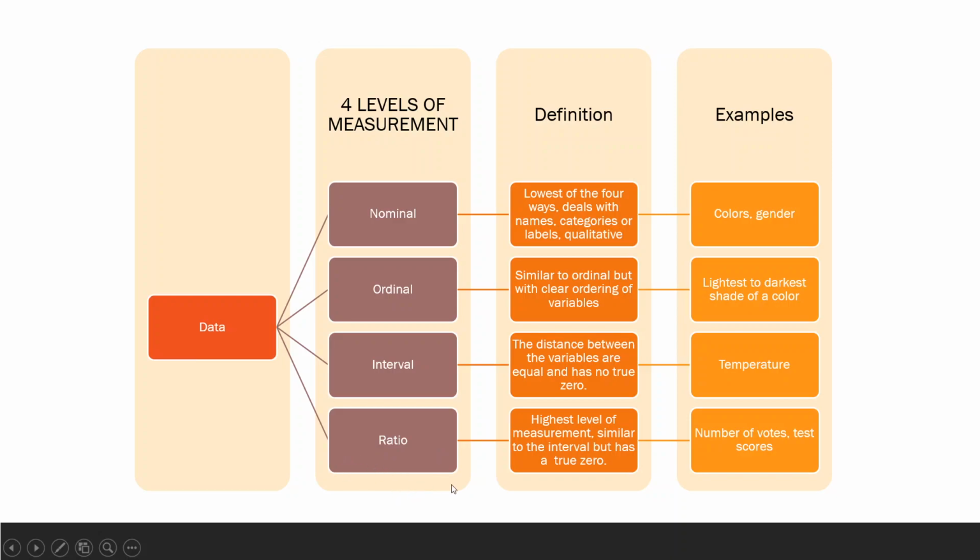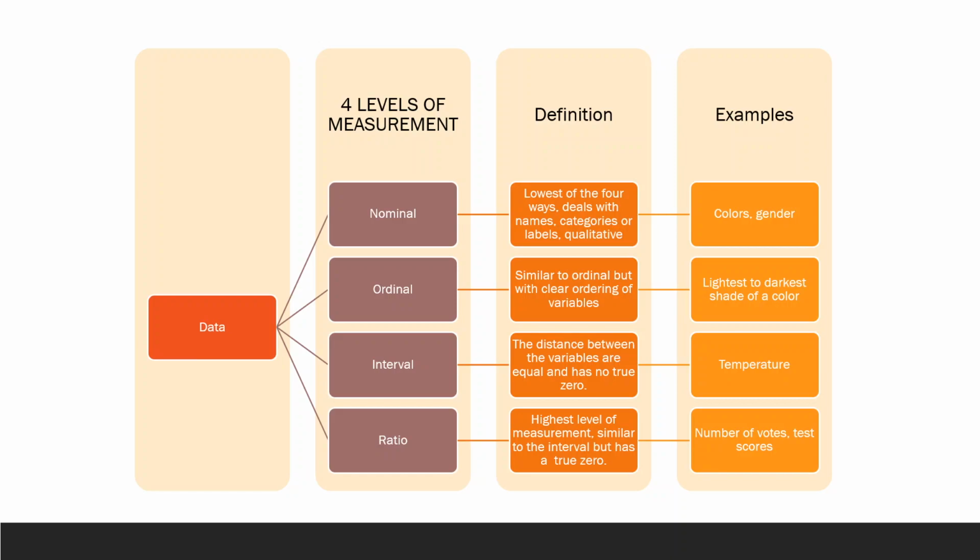And for the last one, we have the highest level of measurement, and it is the ratio. It is similar to the interval, which has equal distances between the variables, but it has a true zero. So for example, we have the number of votes for a certain candidate and the test score.